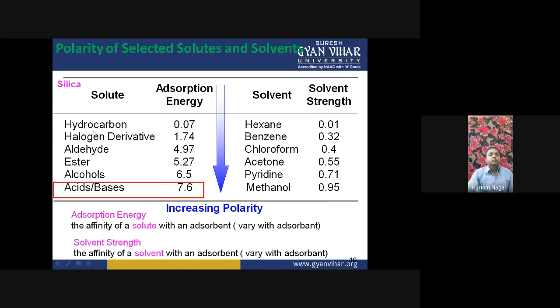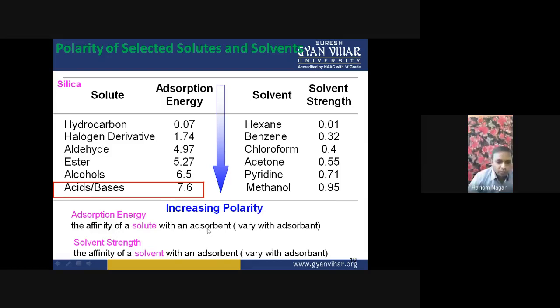If you talk about the halogen derivative, then the adsorption energy there is 1.74, and aldehyde 4.97, ester 5.27, alcohol 6.5, acids and bases 7.6. So as we are moving from top to down, the polarity is in increasing order. If polarity is in increasing order, then their adsorption would be stronger. If the adsorption is stronger, then more adsorption energy will be released. So adsorption energy will be greater.